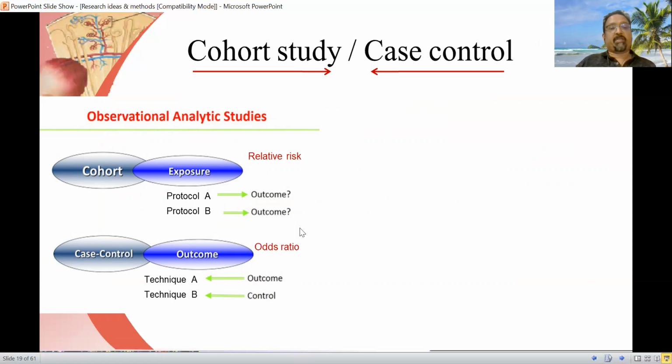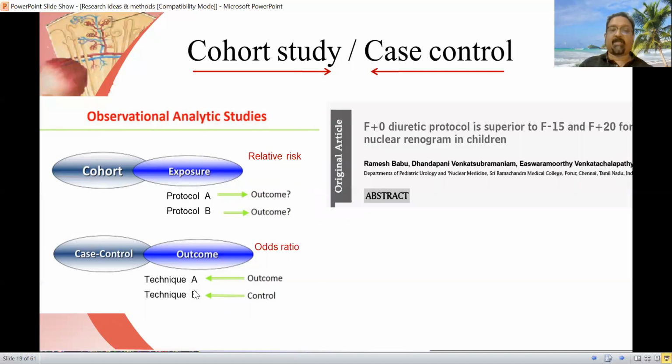In a cohort study, you have two groups, and then you expose them to a particular intervention or a medication, and then you assess the outcome. So you can express this as a relative risk in a cohort study. That's more of a prospective study, whereas a case control study is more of a retrospective study where the outcome has already happened. Then you go back and see whether that was due to a previous exposure or an intervention.